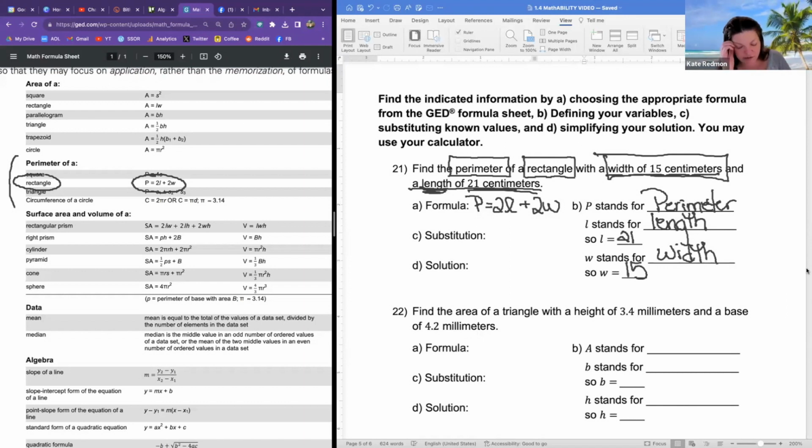All right, let's do our substitution now that we know what we know. So first of all, we don't know the perimeter, so it'll stay P, and that's going to be equal to 2 times the length. The length is 21. Now, don't forget to put your parentheses around them. I've been doing that for you, but I want parentheses around the 21. And that's going to add, this formula says plus, 2 times the W. What is our W? Our W is 15.